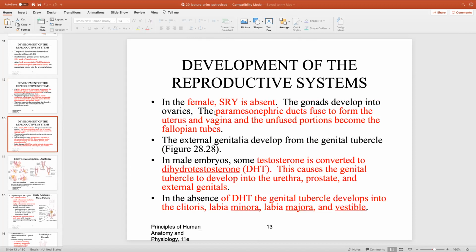Now, again, in the female, no SRY because there's no Y chromosome, then the female ducts develop. In males, testosterone is released, gets converted to DHT as well, causes the genital tubercle to develop into urethra, prostate, and the genitalia. In other words, testosterone is a positive driving agent. It causes all the male system to develop.